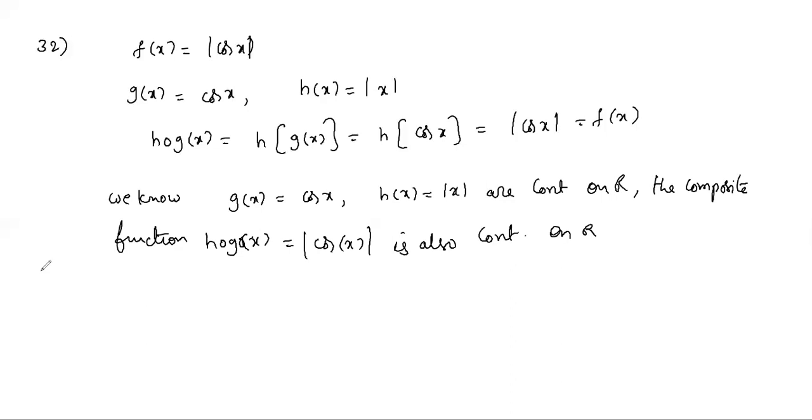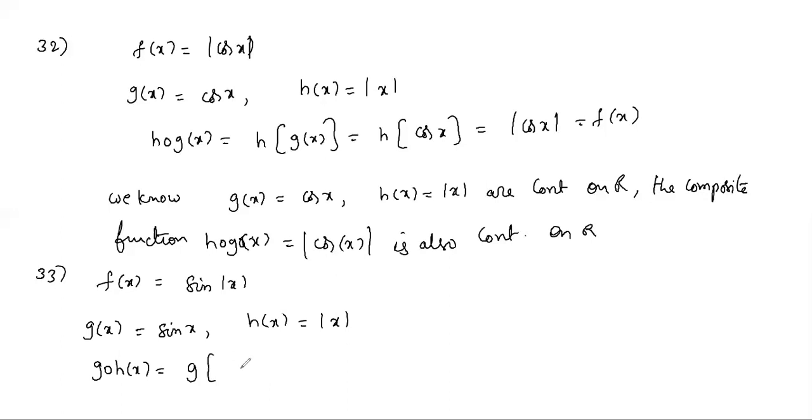Similarly, 33 also. f of x equals sine mod x. So you take g of x equals sine x and h of x equals mod x. To get sine of mod x, you have to take g circle h of x, g of h of x, and g of h of x is sine of mod x. Same as this, we write from the above.